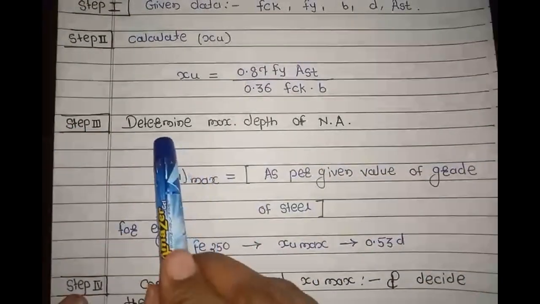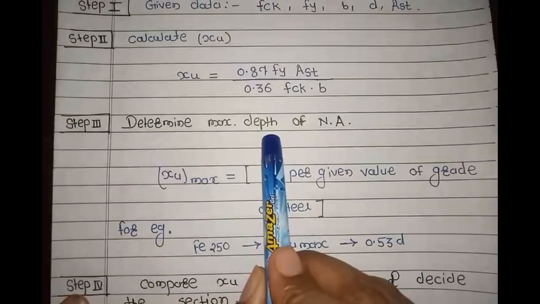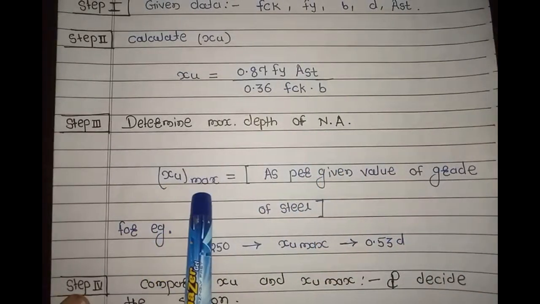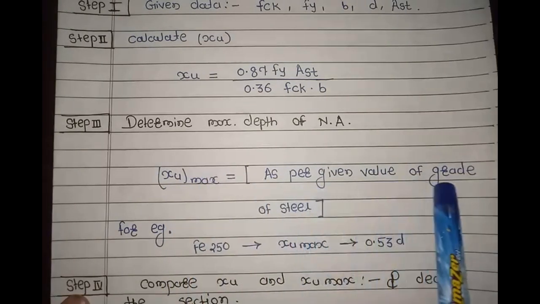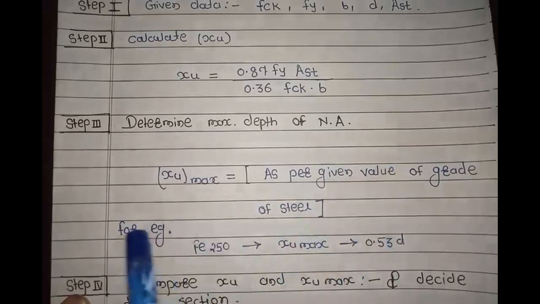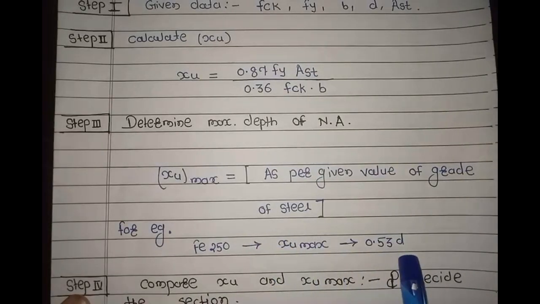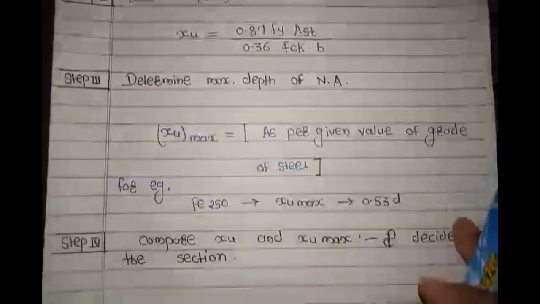Step 3. Determine maximum depth of neutral axis. How to find maximum depth of neutral axis? As per given value of grade of steel. For example, for Fe 250, XU max is equal to 0.53 small d.